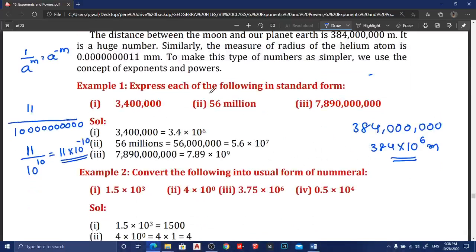So first one, express each of the following in standard form. How to write this in a standard form here? This 34 lakhs. How can you write this in a standard form? This number should be in the form of k into 10 to the power of n, and k should be greater than or equal to 1 and less than 10. Okay, how to write this?